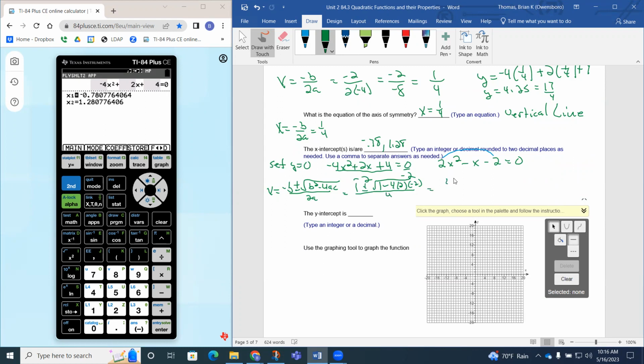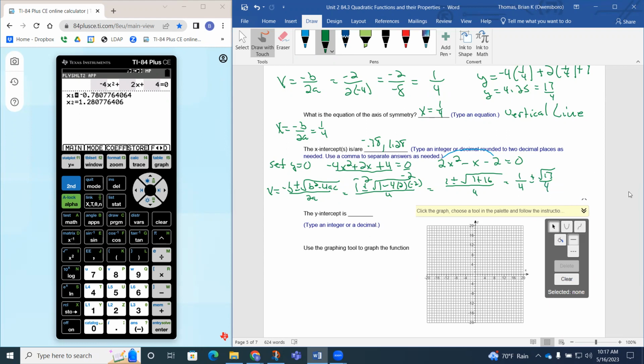So we have 1 plus or minus the square root of, and this is going to be 1, and that's 4 times 2 is 8. 8 times -2 is -16. So that's going to be 1 plus 16, which is actually going to be 17 over 4. So I would have 1/4 plus or minus the square root of 17 over 4. That would be the exact answer.